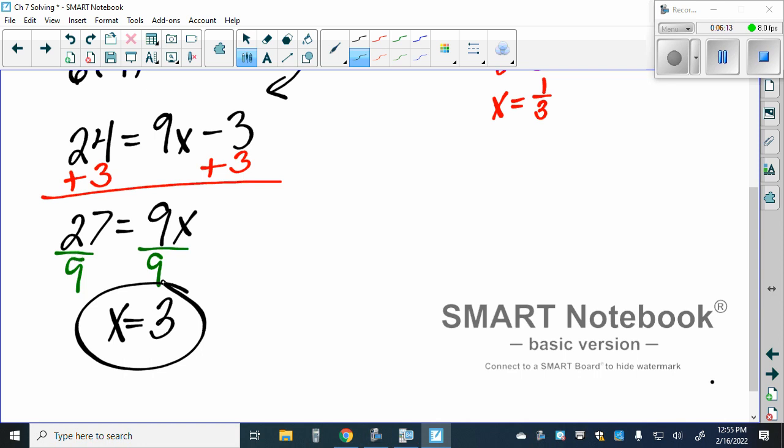And that's our answer. Now we do need to make sure it's not one of the restrictions. And well, our only restriction was 1/3. 3 is definitely not 1/3. So that's the answer. That's all we have to do for this here. Any questions on any of these here? All right, let's go and look at the next one.